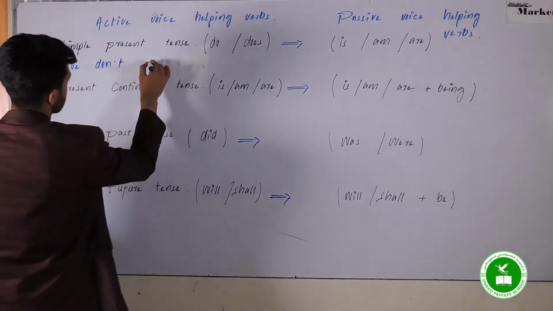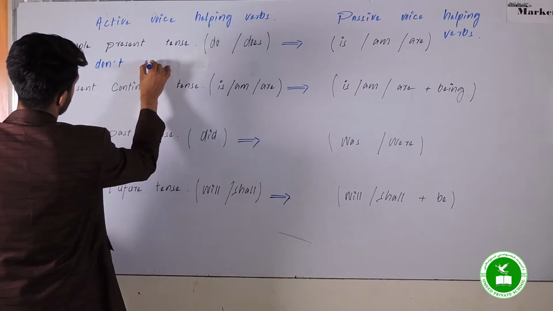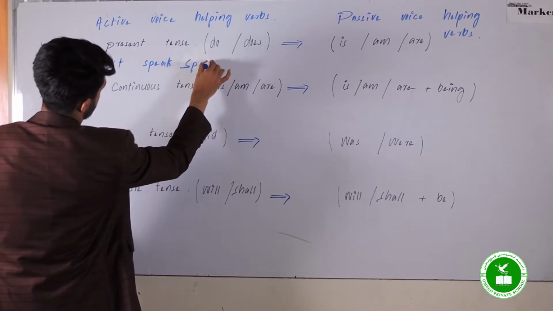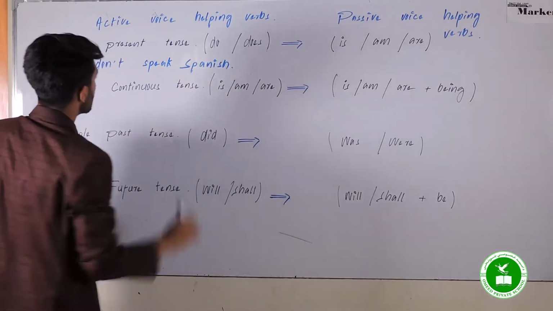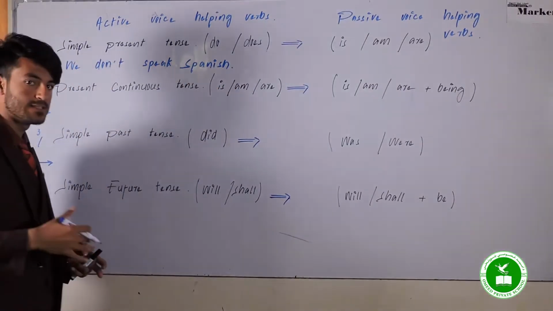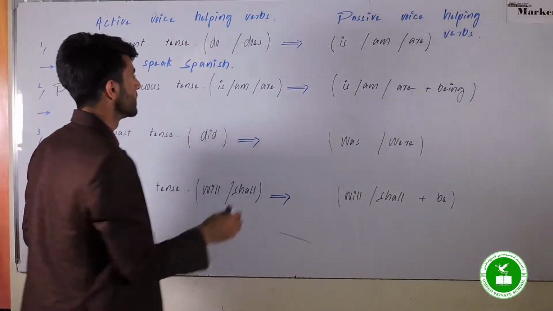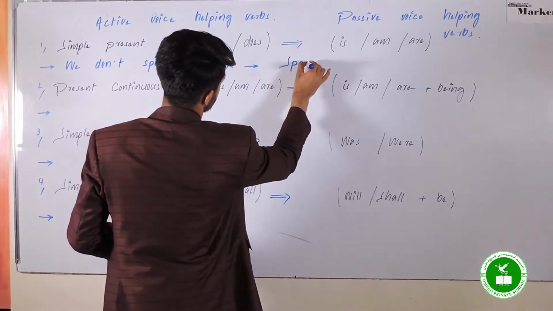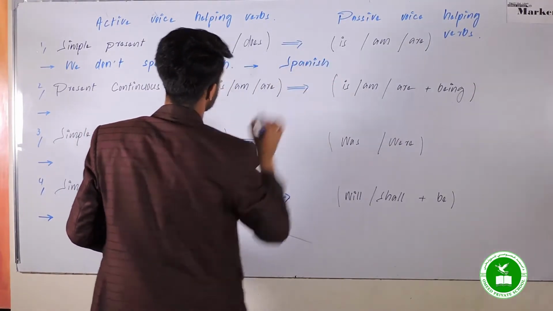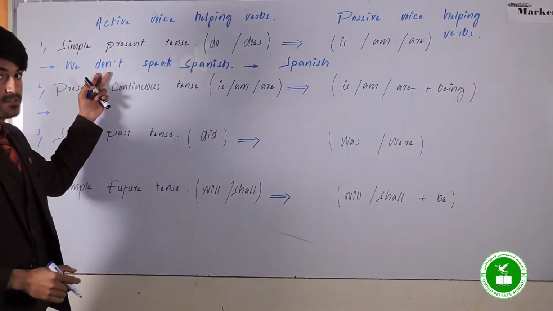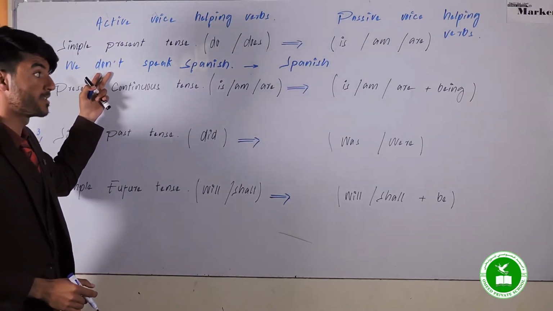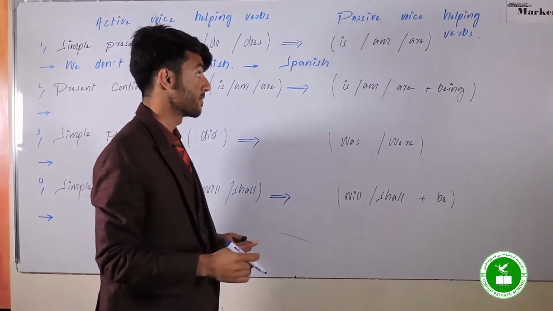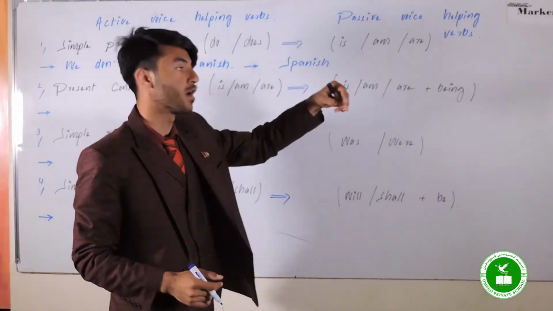We don't speak Spanish. Let's change this sentence from active to passive, okay? So how do we change it? You can say like Spanish. Okay, we have do here because it's simple present tense and it's an active sentence. But when you're writing passive, you're not allowed to use do or does because we cannot use it. You should use is, am, or are.